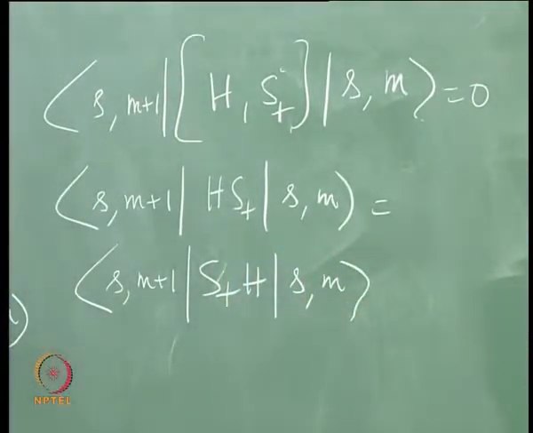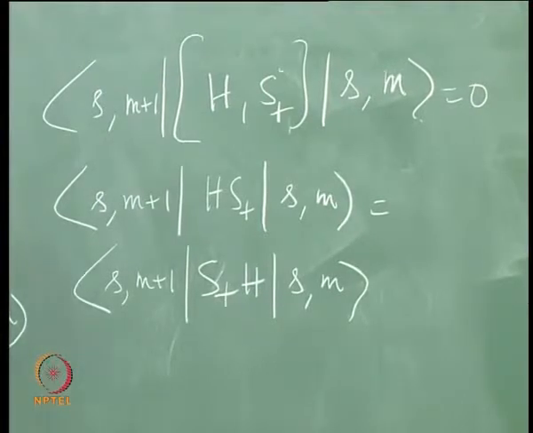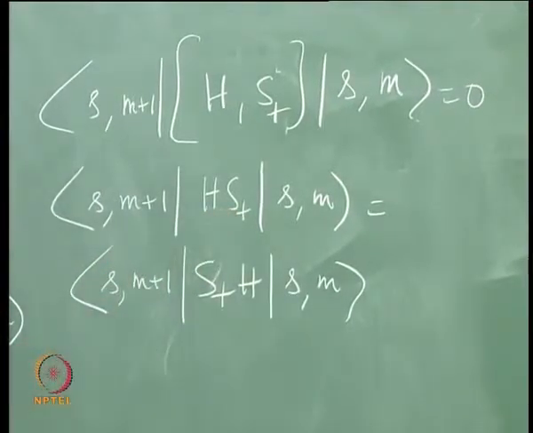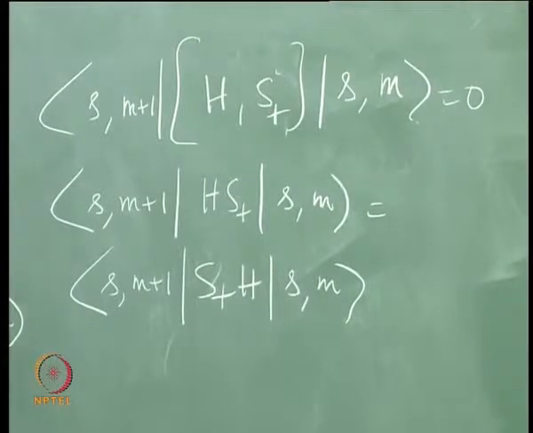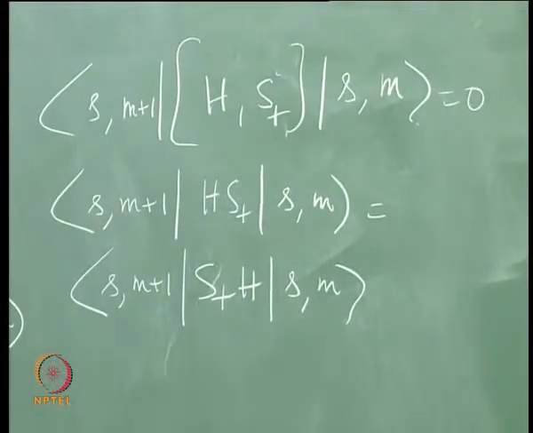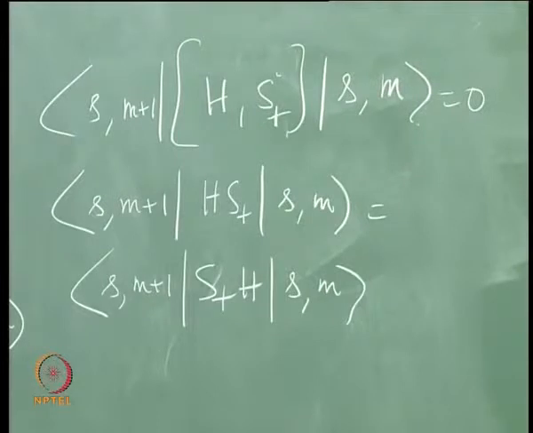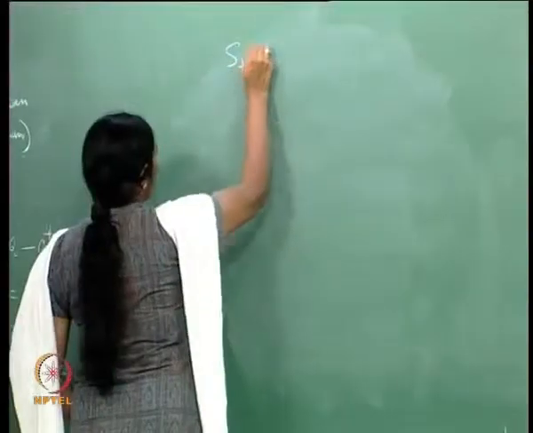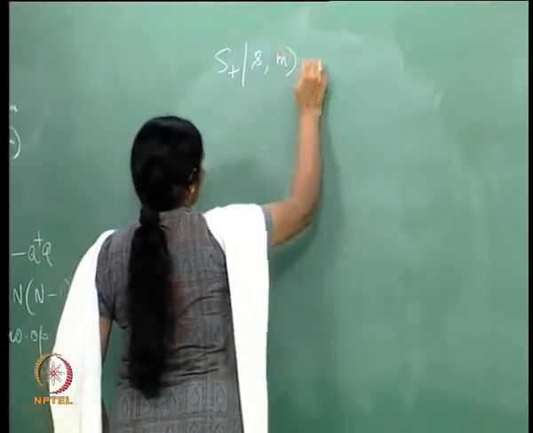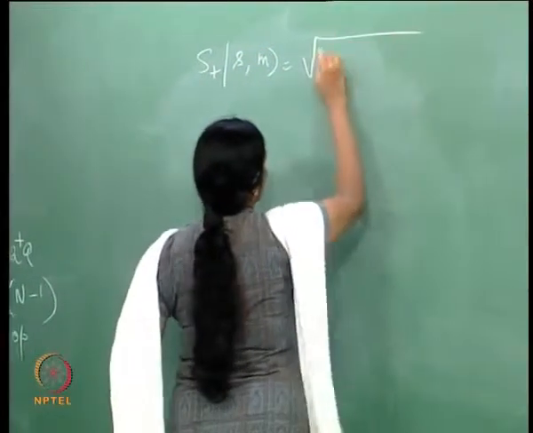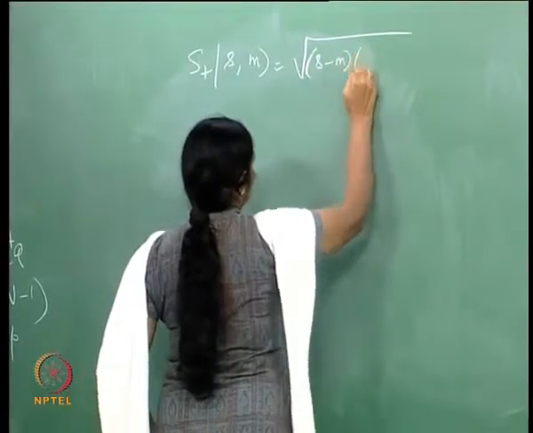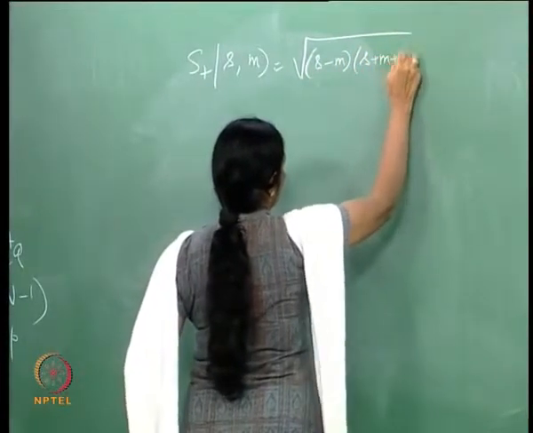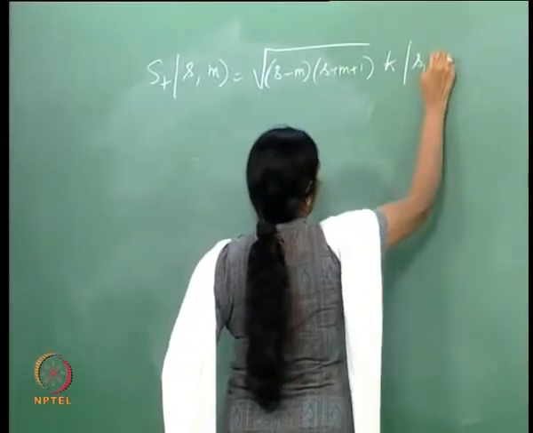So, this is what I have. But I know the action of S plus on |S, m⟩. It raises the value of m by 1. So, let me put that in. You will recall that S plus acts on |S, m⟩ to give me root of (S minus m)(S plus m plus 1) ħ |S, m plus 1⟩.